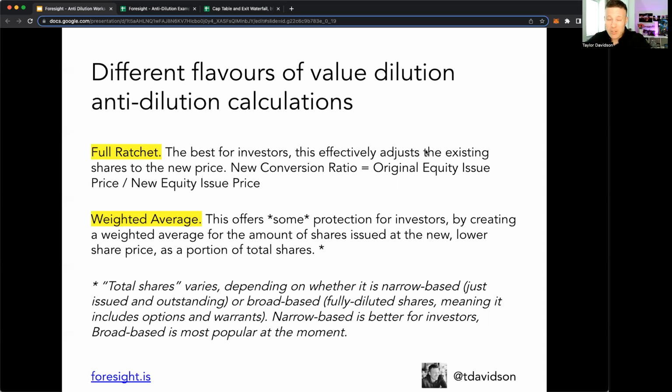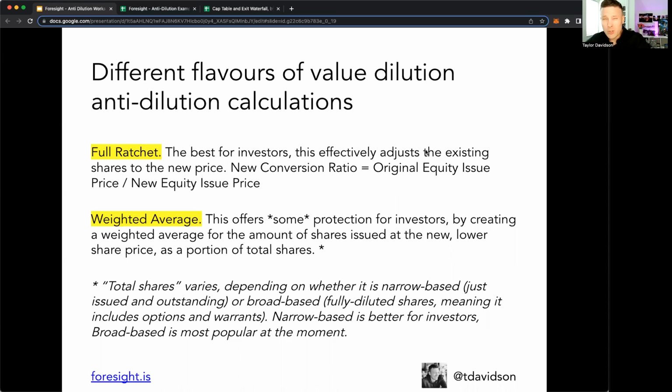Now, that can be pretty damaging to founders, right? So full ratchet anti-dilution is definitely going to impact the fully diluted, like what a founder actually owns in the exit. So it's a pretty punitive type of anti-dilution protection, and it's not common or popular at the moment. Much more common you'll see is weighted average. And weighted average doesn't provide full protection. It provides some protection or some compensation in the situation where there is a dilutive down round.